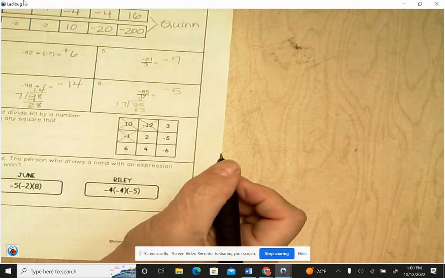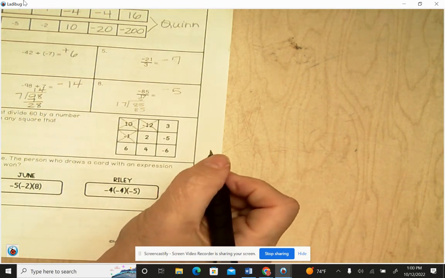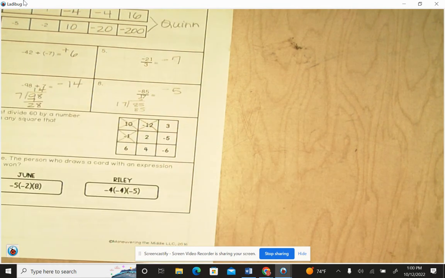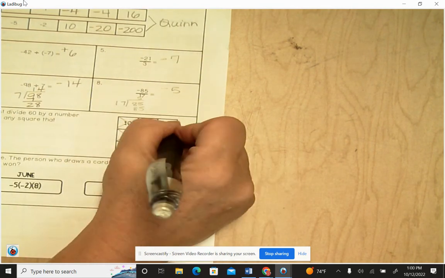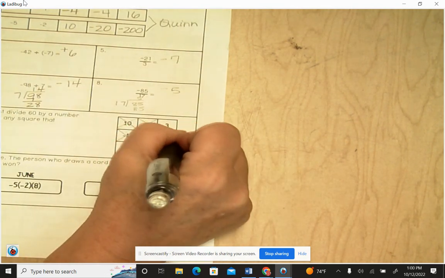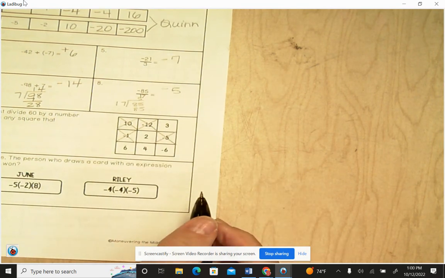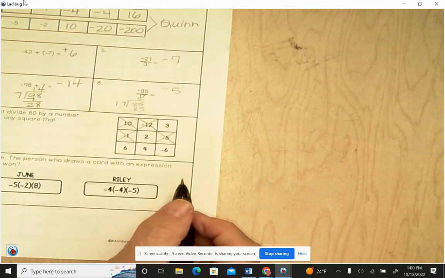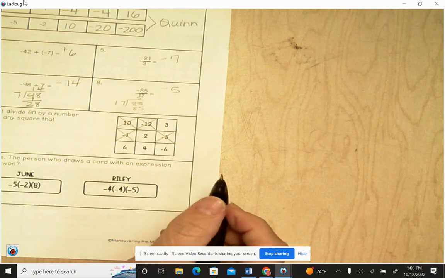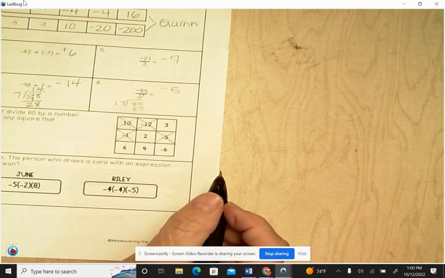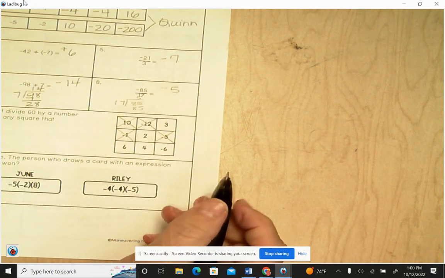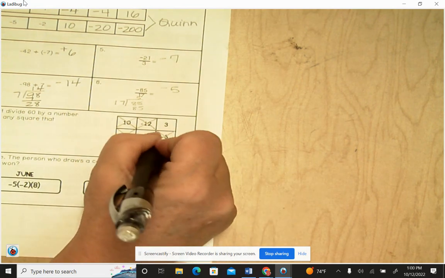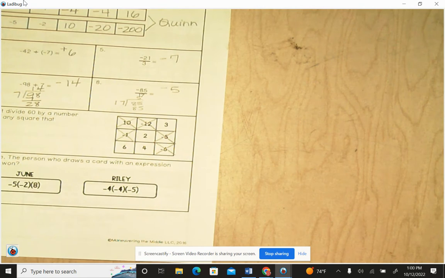60 divided by 2 is 30, so that doesn't count. 60 divided by -5 is -12. That's less than 10. 60 divided by 6 is 10, but it says less than 10, so we can't count that. 60 divided by 4 is 15. Can't count that. And 60 divided by -6 is -10. So the boxes that I've X'd are the ones you should shade.